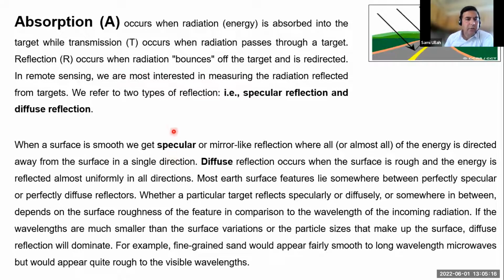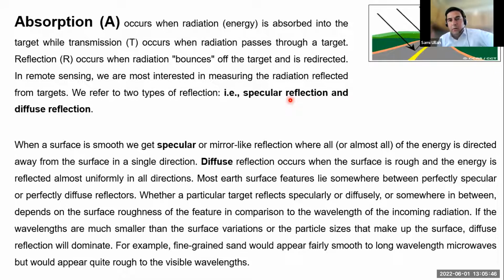So in remote sensing, as I told you, we are interested in reflection. Two kinds of reflection actually take place. One is specular reflection, and the second is diffuse reflection. In specular reflection, the light is reflected in one direction. So the light is coming and goes back in the same direction.